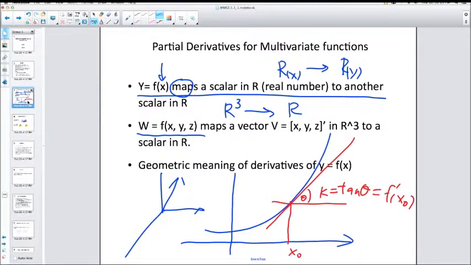Now, let me give you an example. Let W stand for the temperature. For a point in space, you need 3 variables, x, y, z, to specify it. So I give you the point, and you return me the temperature at that particular point. That relationship is a function, as you see here in the second line.